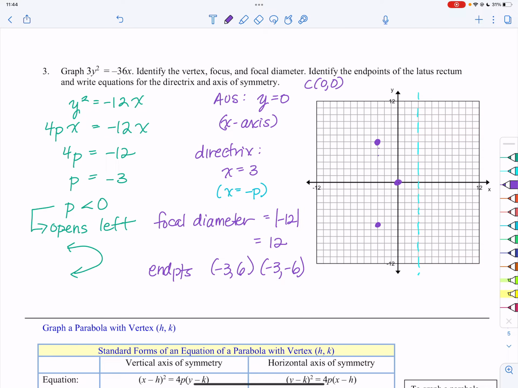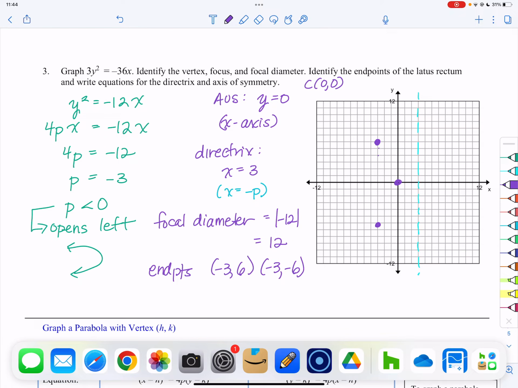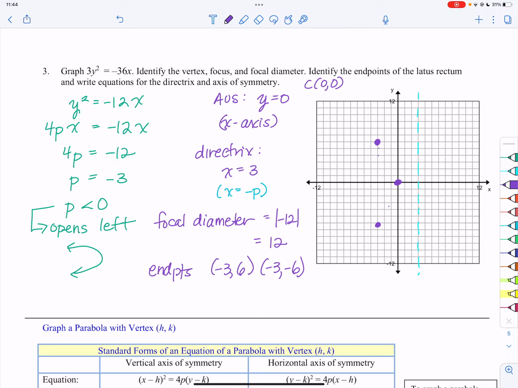Right here. And so we can draw our smooth parabola that opens to the left. And as you can see, we have our vertex, which is at the center. I should probably put that as vertex, is at the origin. And then we have our focus is P0.